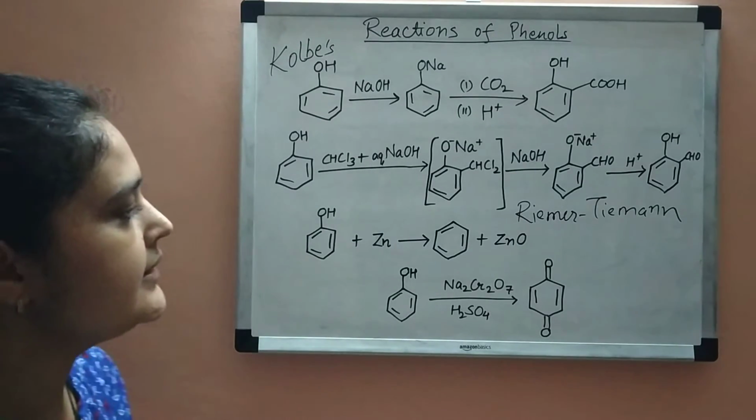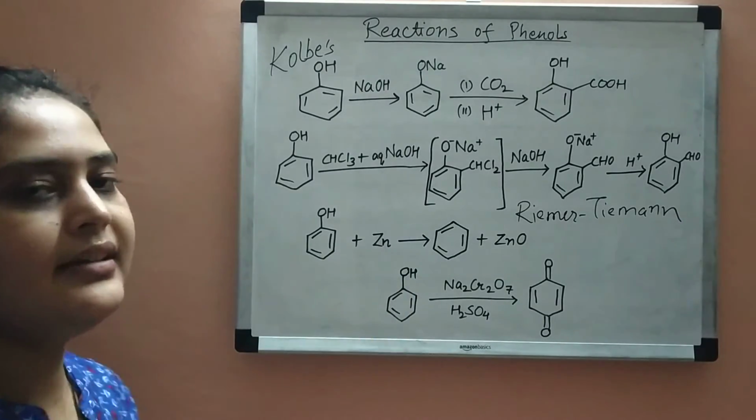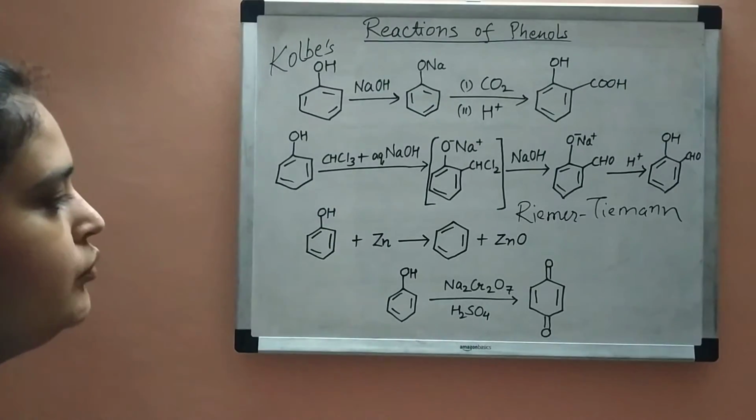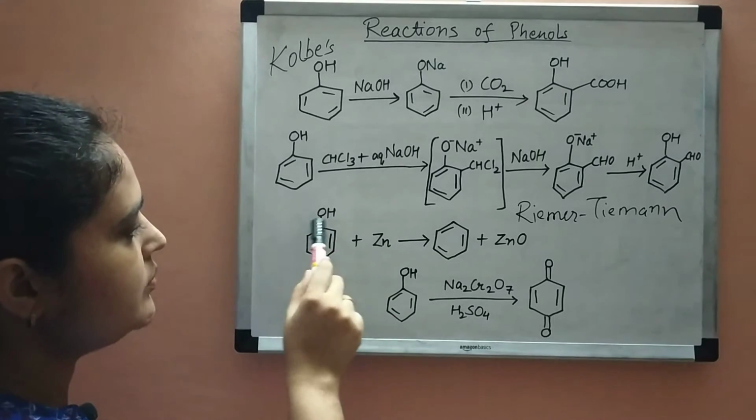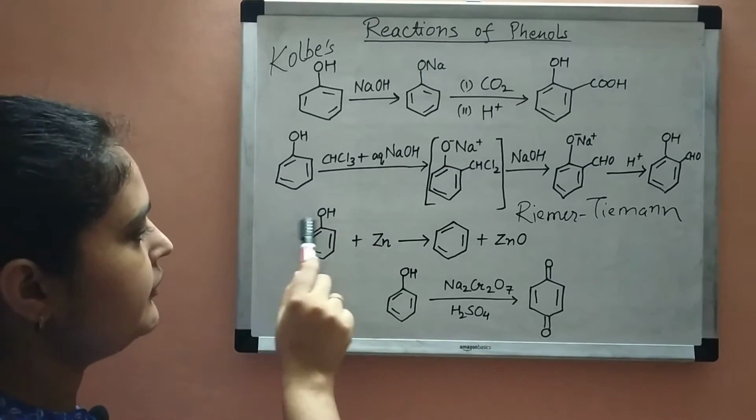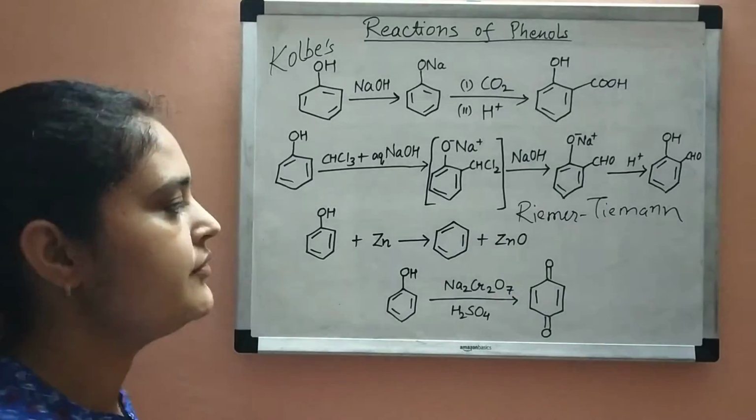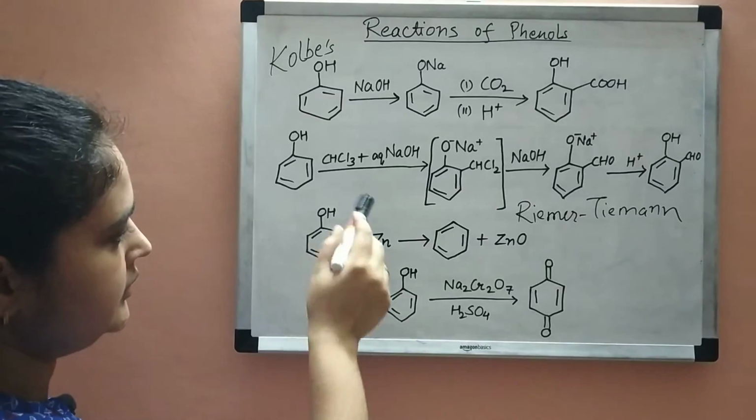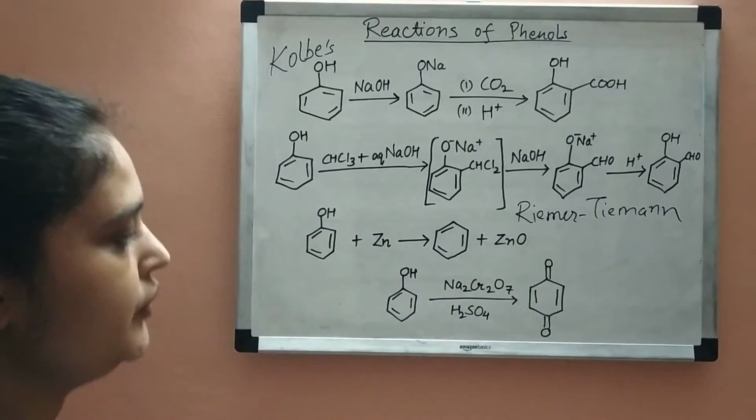Now the next reaction is the reaction with zinc. If we add zinc powder or zinc dust to phenol, then what happens? You get benzene. Here the carbon-oxygen bond is broken, therefore benzene is formed and zinc oxide is formed as a byproduct. So this is a very common reaction of forming benzene from phenol.